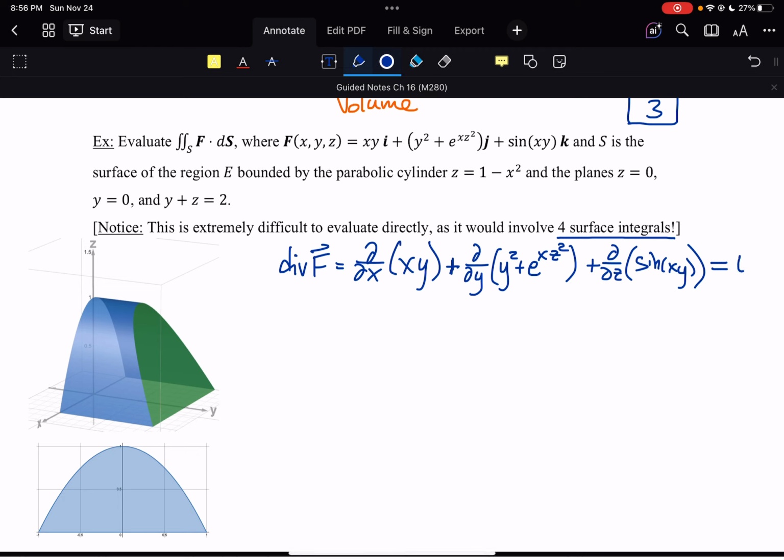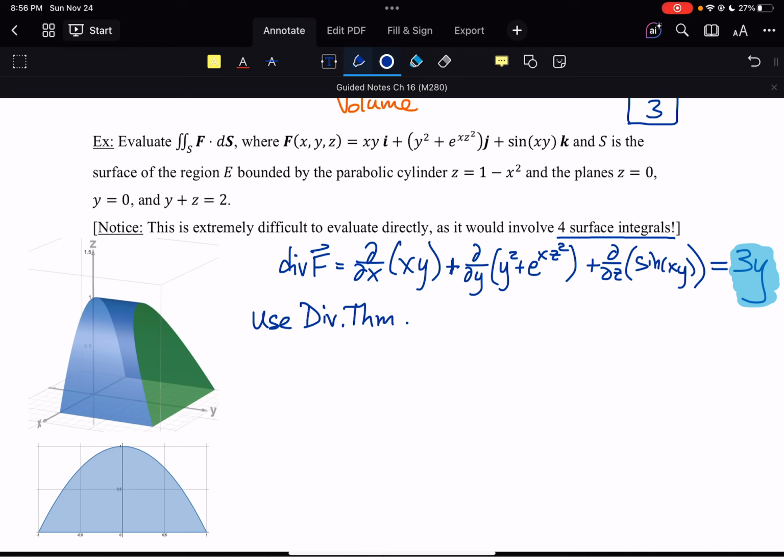This gives us a y, that first component. With respect to y, this one gives us a 2y. So I'm just going to add that over here. So that's going to be 3y. And then this one has no y's, so it becomes a 0. This has no z's, so it becomes a 0. So the vector field, when evaluating the divergence, becomes much simpler. So even ignoring the fact that we would have to take 4 separate surface integrals, we already have simplified the vector field immensely.